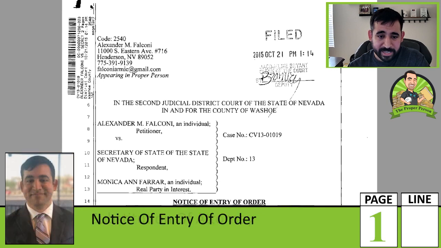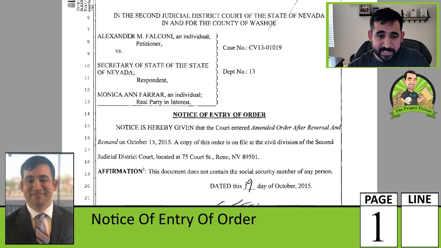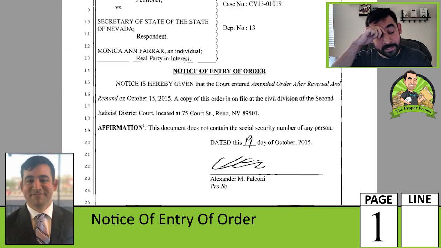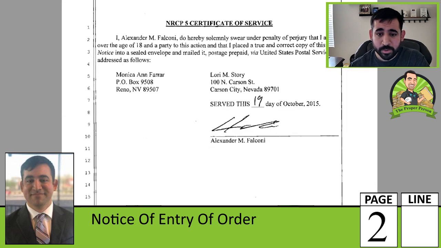Then we have the notice of entry of order. And this is me just indicating to my ex that her time limit to appeal starts now. If you want to learn more about the notice of entry of order, please watch my video on the topic, notice of entry of order. We have a Rule 5 certificate of service indicating I mailed this notice to both the government's lawyer and my ex.